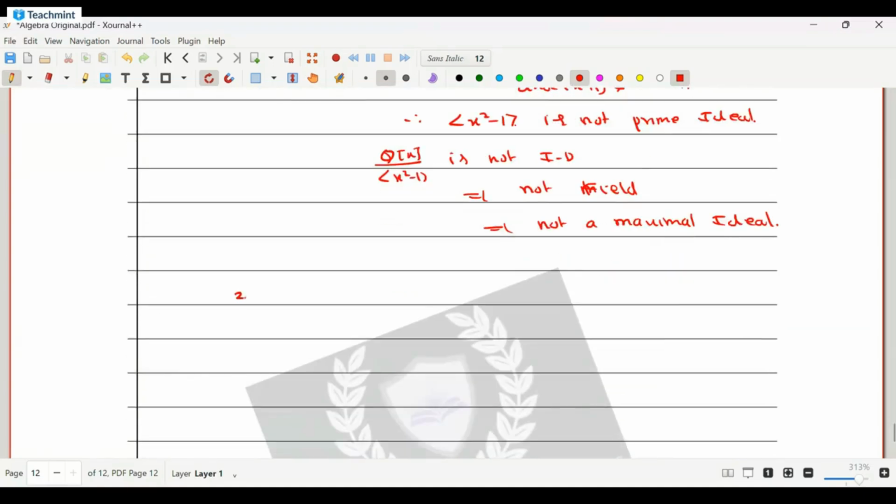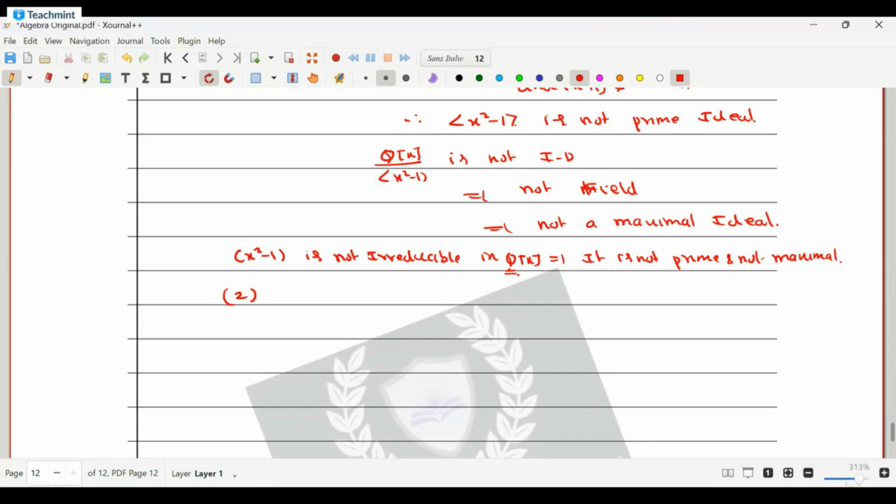What about second? And x square minus 1 is not irreducible in Q over x. Where Q is a field, so then we can say it is not prime and not maximal. We should take this only when Q is a field. F should be a field.